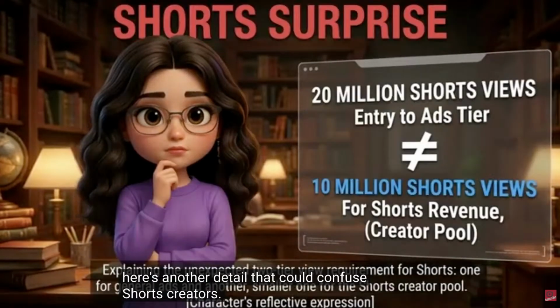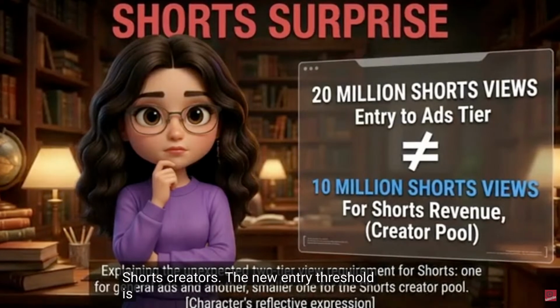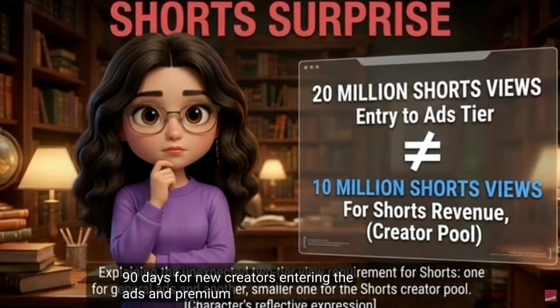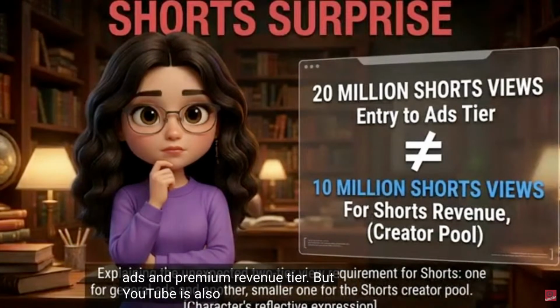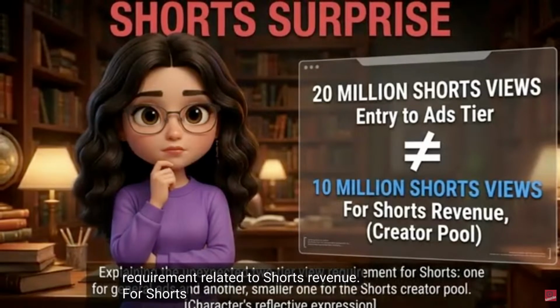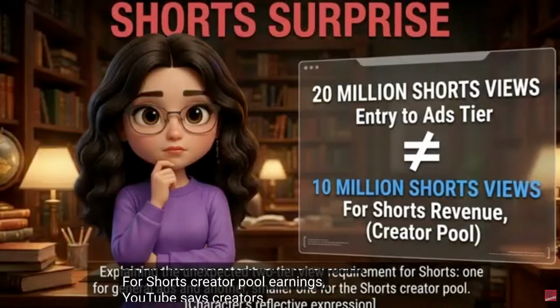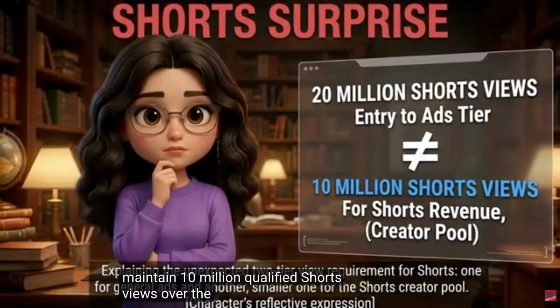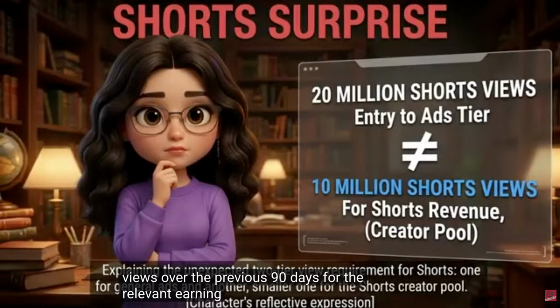The new entry threshold is 20 million qualified Shorts views in 90 days for new creators entering the ads and premium revenue tier. But YouTube is also introducing a separate requirement related to Shorts revenue. For Shorts creator pool earnings, YouTube says creators will need to maintain 10 million qualified Shorts views over the previous 90 days for the relevant earning period.